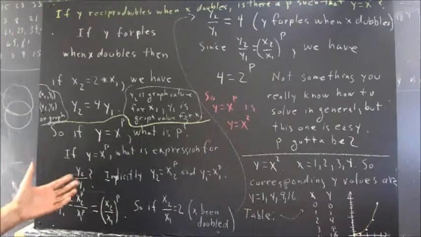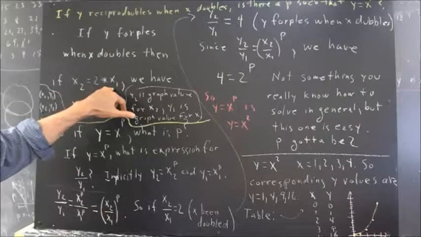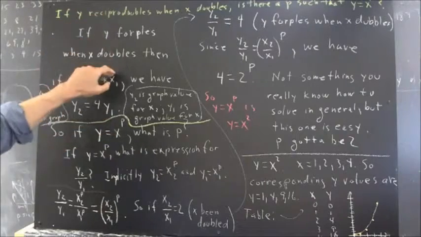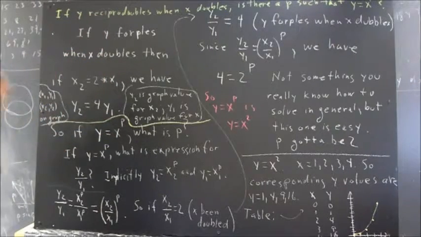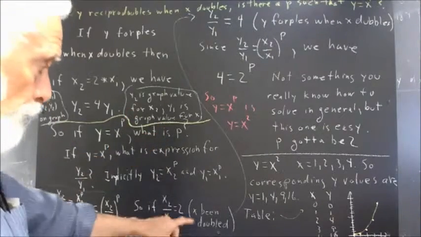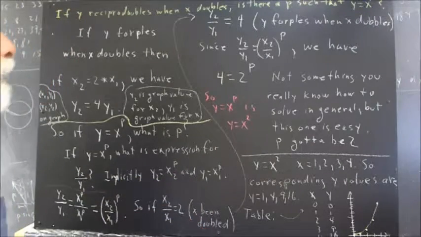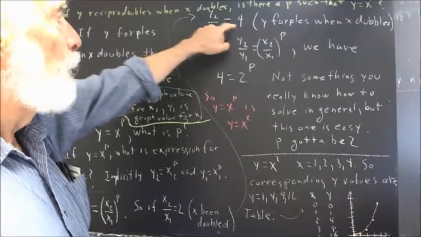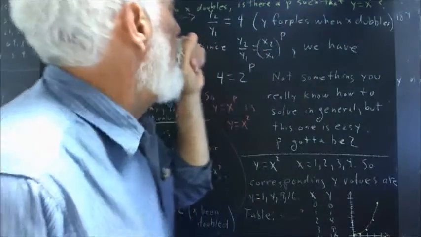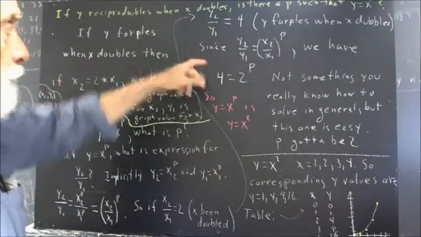Now, what's our hypothesis here? Well, that x2 is 2 times x1, and that y2 is 4 times y1, because that fits the original condition. So x2 over x1 is 2, which simply indicates that x has been doubled, and y2 over y1 equals 4 because y quadruples when x doubles.